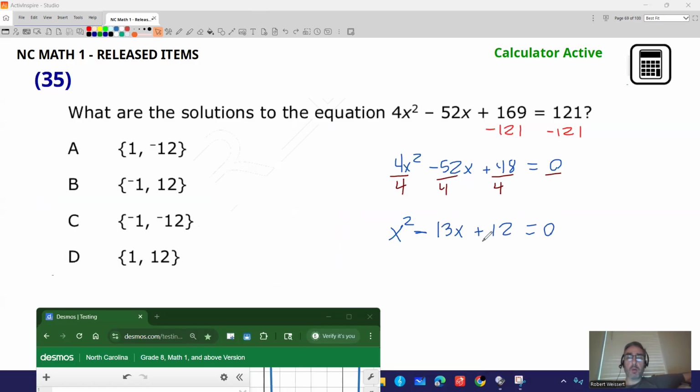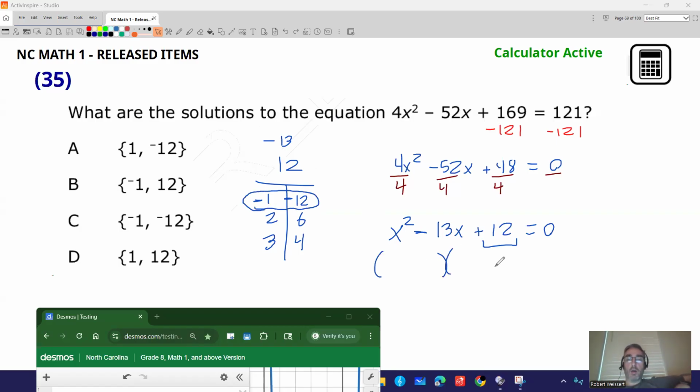And now I want to look at the number 12. Think, all right, what are my multiples of 12? And I want to get a pair that can give me negative 13, so they've got to add to negative 13. Can I get that to work? If they're both negative, then I can get the 1 and the 12 to give me negative 13. So my two factors would be x minus 1 and x minus 12.